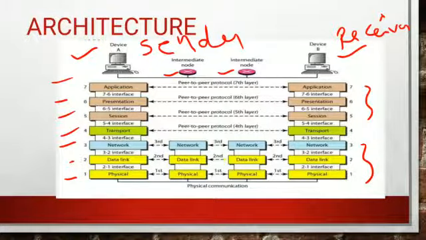Now in the middle the transport layer is there. This is the main heart of this OSI reference model. This is the backbone part, because it will decide whether it is a connectionless transmission or a connection oriented transmission.